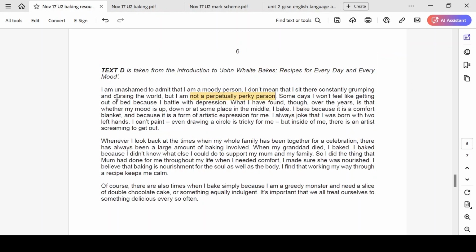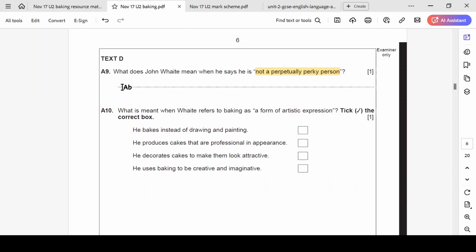So let's just go back and test that theory. I'm unashamed to admit I am moody. I don't mean I sit there grumping and cursing the world, but I am not permanently cheerful. Some days I wouldn't feel like getting out of bed. So that seems to fit, doesn't it? My interpretation seems to work there. So I would type in, let's do it: he means he is not constantly or permanently cheerful and upbeat.